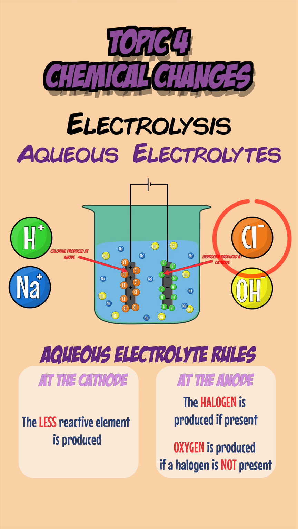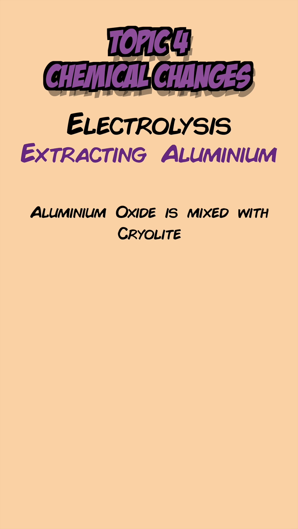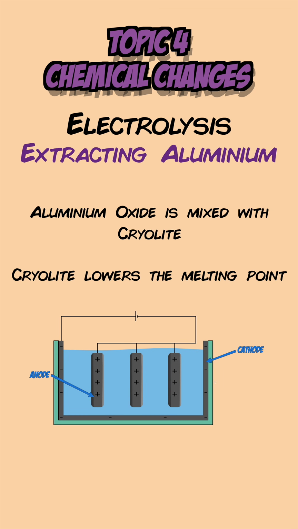One specific example you need to memorize is using electrolysis to extract aluminium from an aluminium oxide ore. For this electrolysis, the aluminium oxide is mixed with cryolite and melted to make a molten electrolyte. The reason cryolite is used here is because it lowers the melting point of the mixture, which makes it cheaper to melt. In this example, as the electrolyte is molten, aluminium is formed at the cathode as a liquid and oxygen is formed at the anodes.